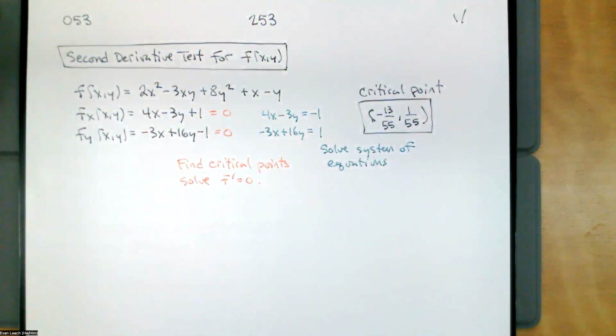It's kind of crazy to grab a machine to solve our system of equations when we could just use a slightly more advanced machine to just find the critical points. But the algebra wasn't the important part. I'm confident that if I had to solve the system 4x minus 3y is -1, -3x plus 16y is 1, we'd be able to sort that out.